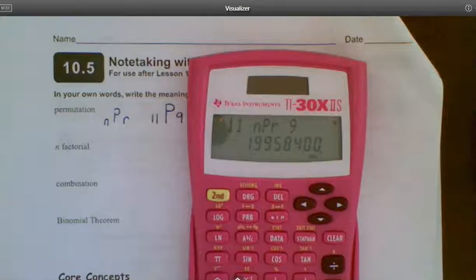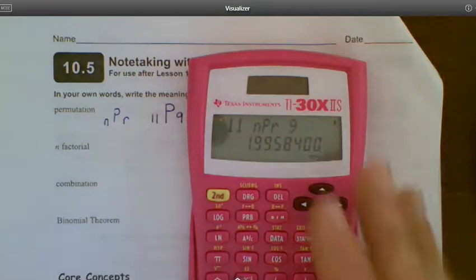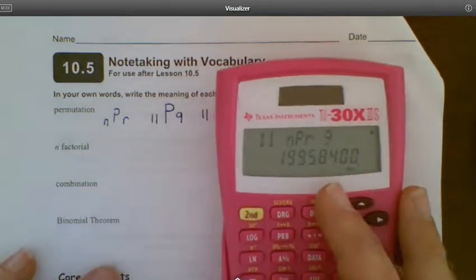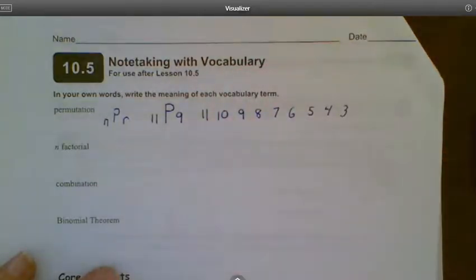Big giant number, right? So that's actually how many different batting orders you can create with 11 people. So obviously that can go up if you had more people. So a lot of values in cases like this.